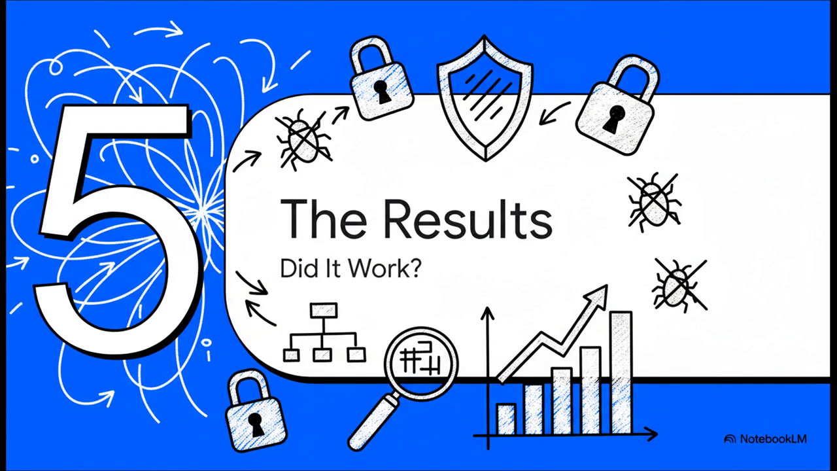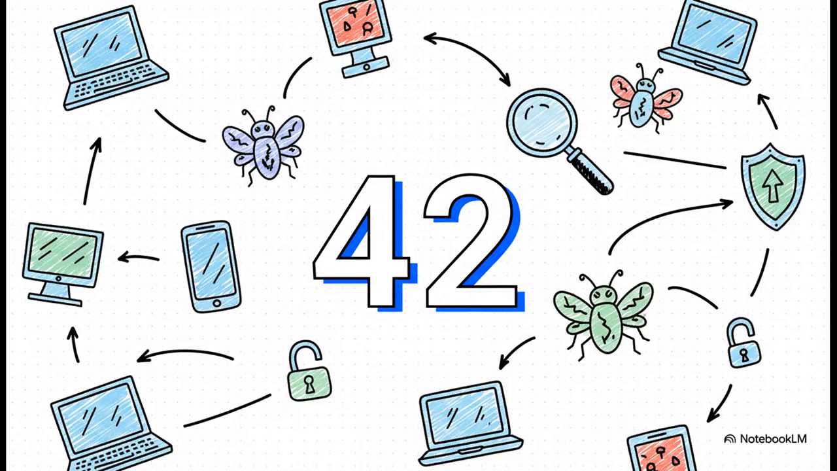Okay, so the theory is really impressive. But did it actually work in the real world? Come on, let's look at the results. Get this. 42. The tool the researchers built, called AFLSmart, discovered 42 previously unknown zero-day vulnerabilities in widely used, well-tested software. These are major bugs in programs people are relying on every single day.